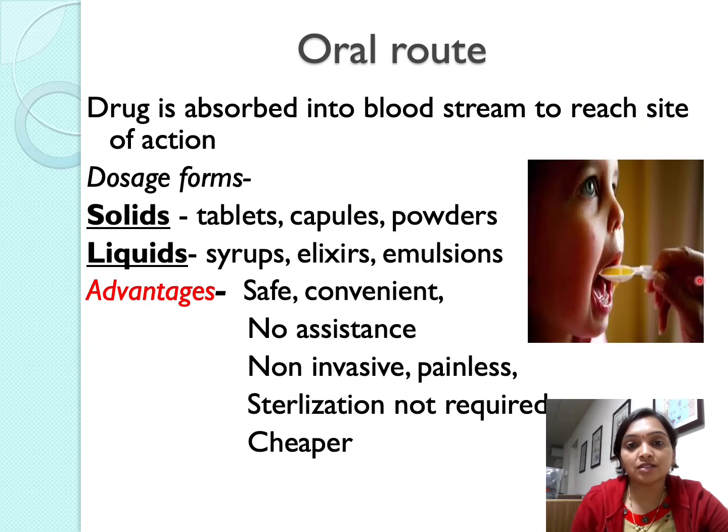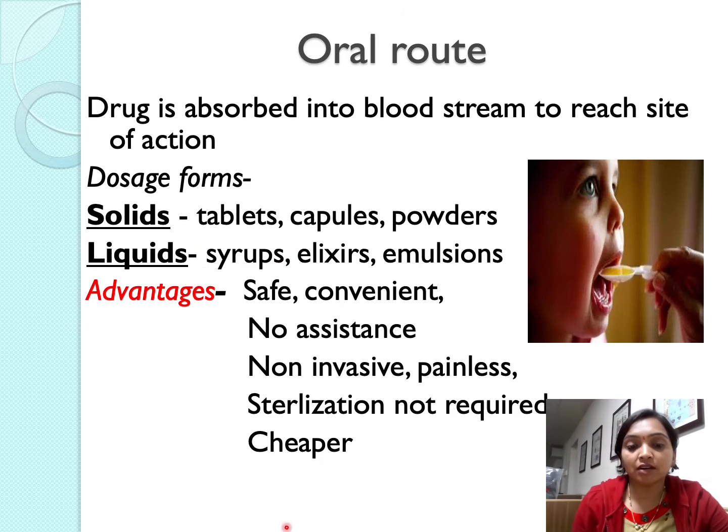So to begin with the first, the enteral system, that is oral route. Here the drug is absorbed through the mouth or the enteric system into the blood circulation to reach the desired site of action. Oral dosage forms include mainly the solid dosage forms, which include tablets, capsules or powders. You would have seen many tablets or capsules. And liquids include syrups for children, elixirs and emulsions. So these are oral dosage forms in liquid form.